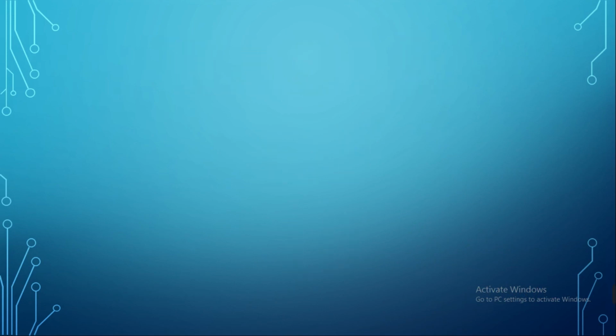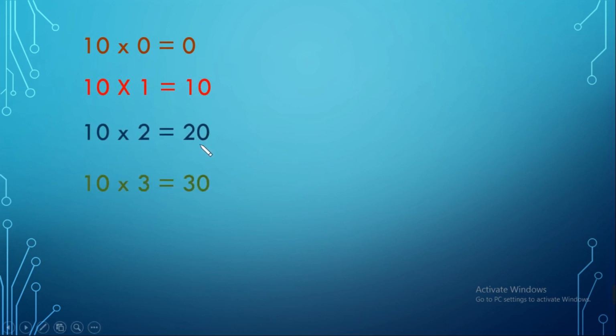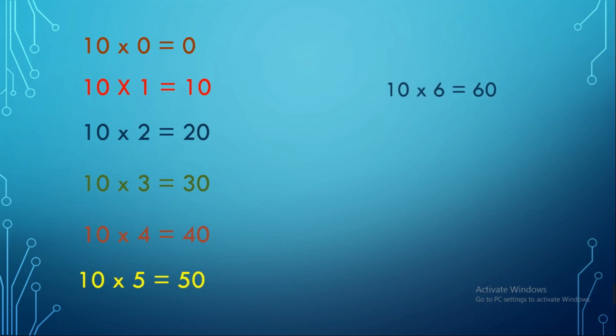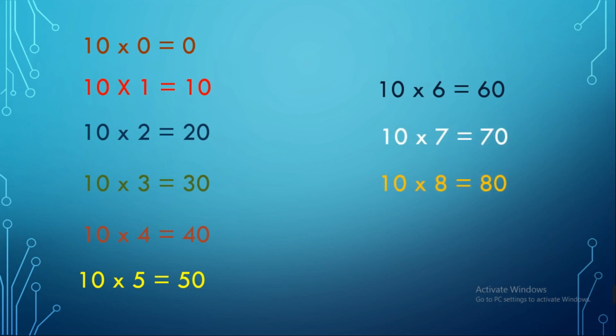Table of 10. 10 zeros are 0. 10 ones are 10. 10 twos are 20. 10 threes are 30. 10 fours are 40. 10 fives are 50. 10 sixes are 60. 10 sevens are 70. 10 eights are 80. 10 nines are 90. 10 tens are 100.